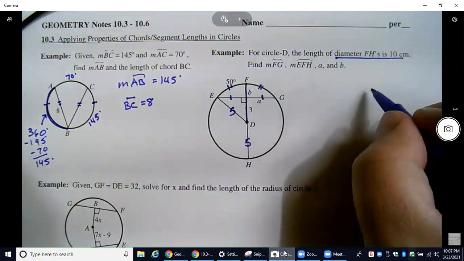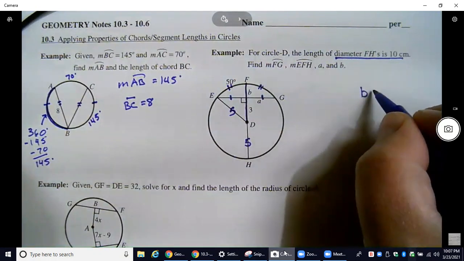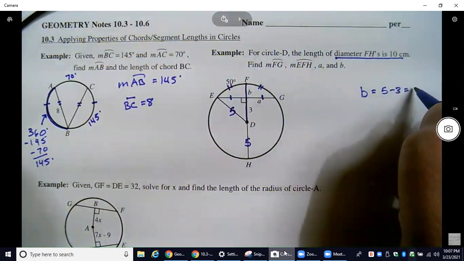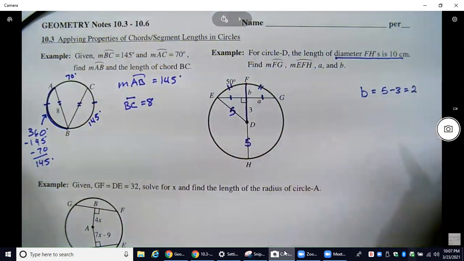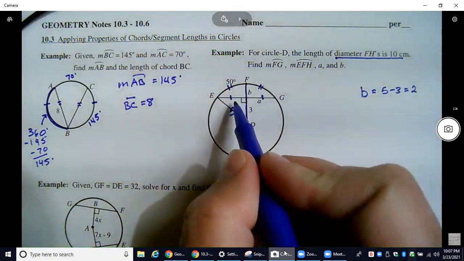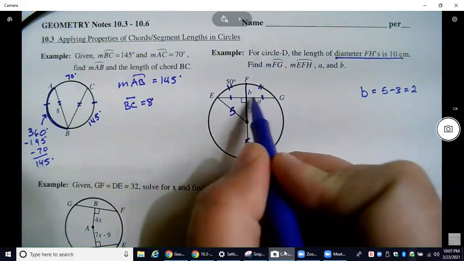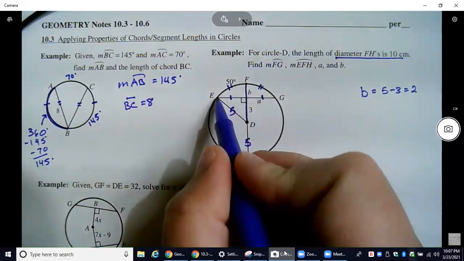So to solve for B, we're just going to say 5 minus the part we know, which is 3, and that's going to be 2. So B is 2. All right, next, we need to solve for A. A is this section of that chord. It's the same as this section over here.